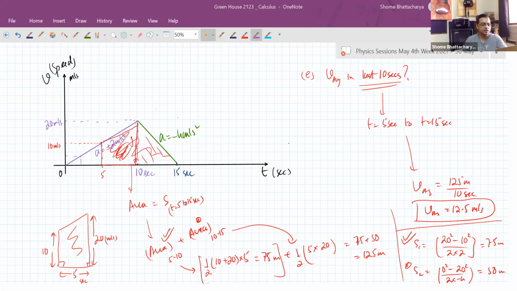Shivang just mentioned one thing: to calculate the distance from 5 to 15 seconds, we can do one more thing. We have got the total distance from 0 to 15. So from that, we can subtract the distance from 0 to 5. So that's a much easier method.